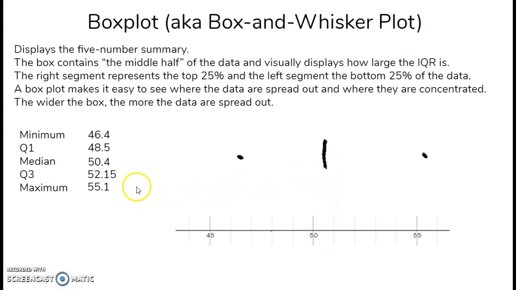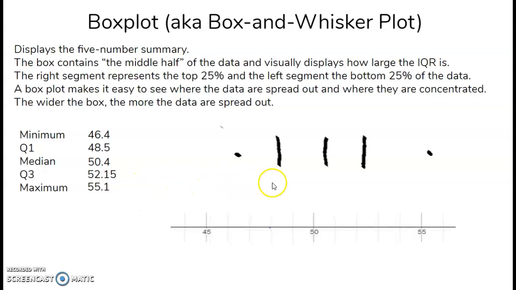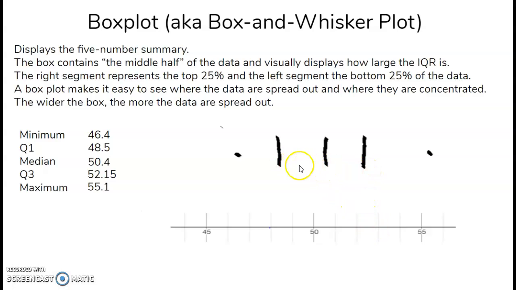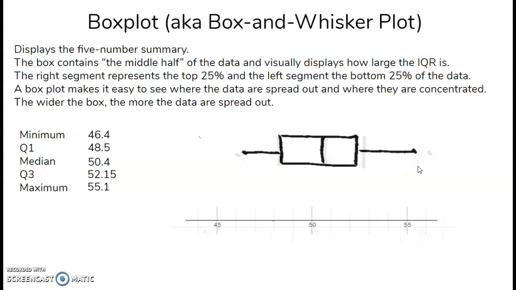Okay, then I'm going to go ahead and draw 2 more vertical lines for quartile 1 and quartile 3. So 48.5 and then 52.15. And then I'm going to complete this. So these 3 vertical lines are the center and edges of my box. And then these 2 connect out to the min and max and make like whiskers.